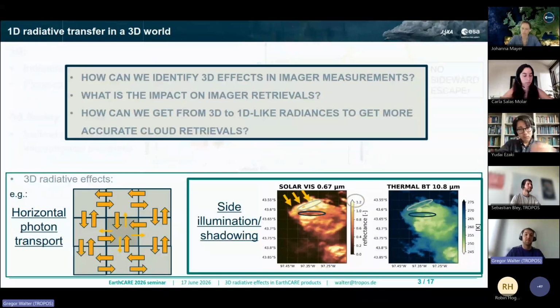And yeah, this brings us to the questions. How can we identify 3D effects in imager measurements? And what is the impact on the imager retrievals? And how can we get from 3D to 1D-like radiances to get more accurate cloud retrievals, as cloud retrievals are calculated in 1D? And for this talk, we will focus on the side illumination and shadowing effects.